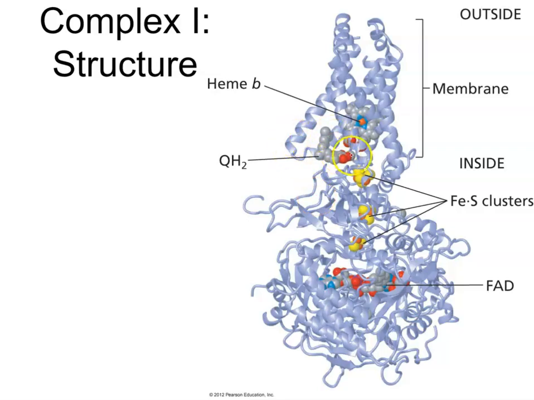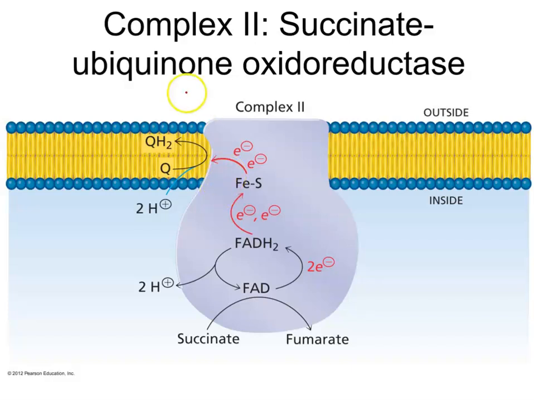So again, that QH2 right here, reduced ubiquinone, is associated with the membrane, and can come in and out of this protein complex and flow through that membrane. So we get to complex 2, where we have the same kind of thing. We have a Q. The ubiquinone is associated with the membrane, can come in and interact with this complex. This is another complex where we can feed in. This actually feeds in separately. It's a separate pathway from complex 1.